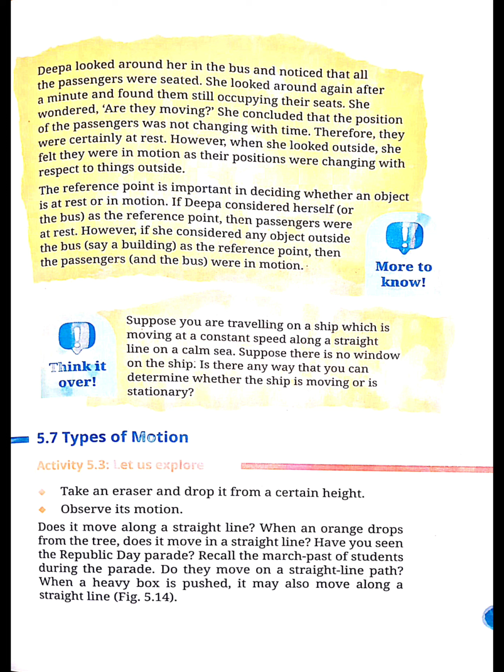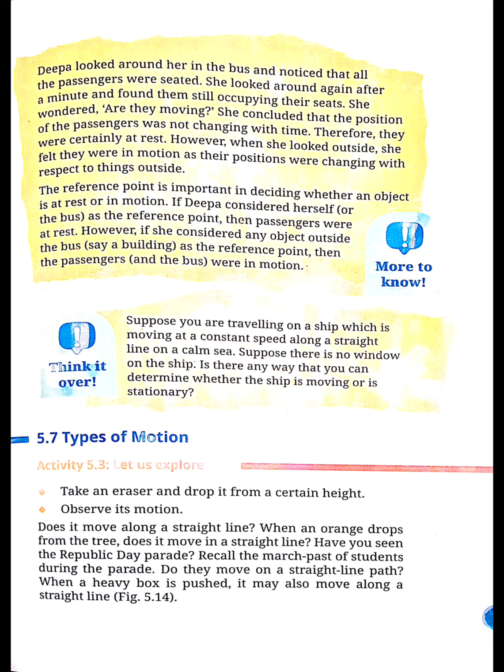Suppose you are traveling on a ship which is moving at a constant speed along a straight line on a calm sea. Suppose there is no window on the ship. Is there any way that you can determine whether the ship is moving or is stationary?